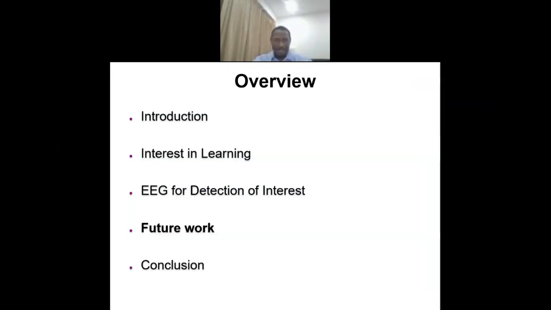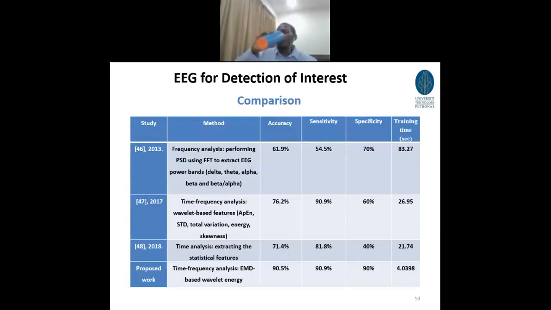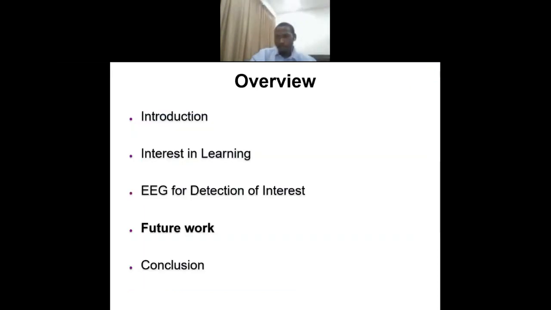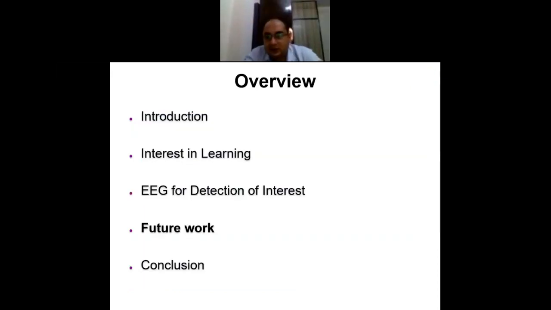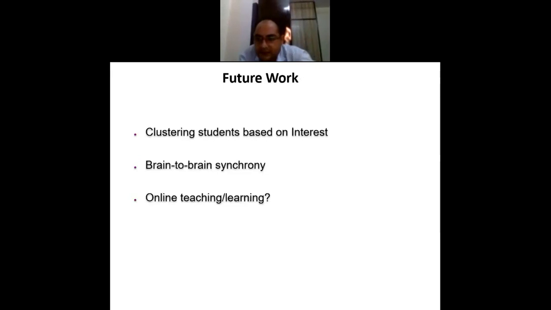Okay, so that's for EEG for detection of interest. This is what we have done, and we could think about what should be next. I just did not include it, but we have published a few papers for this work. But it's all right. So we have the future work.